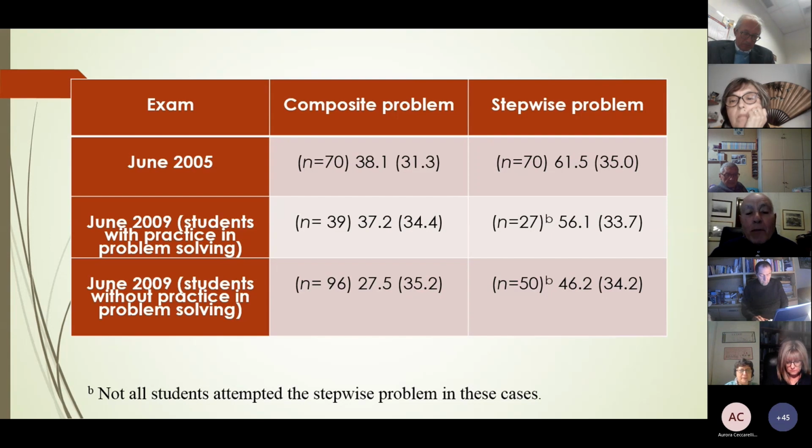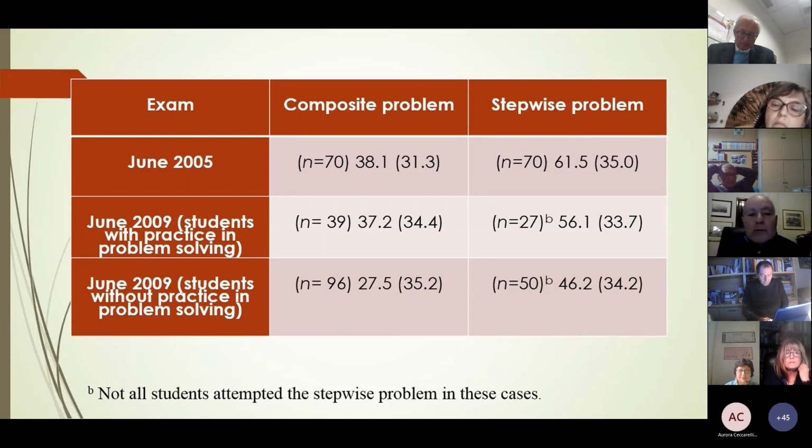So here in the composite problem, we have 38% mean performance in this exam, while in the stepwise problem, the performance was 61%, much higher. These 2 sets of data are from the same exam, but one is with students with practice in problem solving, the other with students without practice. So we have here 37% in the first case versus 27% in the second case. And the stepwise problem has much higher performances here, 56 compared to 37, 46 compared to 27. Also, we note that students with practice had higher performance, 37 versus 27, 56 versus 46.